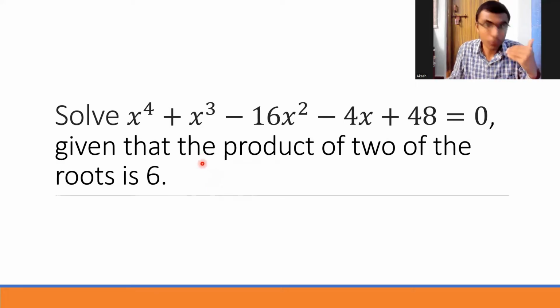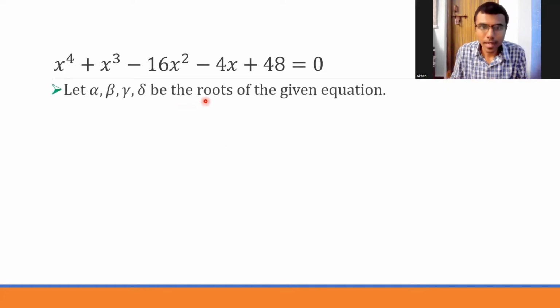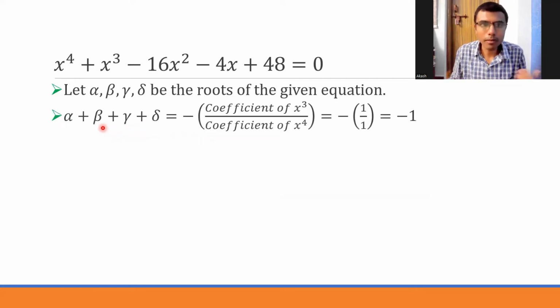But first, let us analyze what is already given to us. This is the equation which is given to us. Let's analyze it. I'm going to take the unknown roots as alpha, beta, gamma, and delta. Let them be my roots.